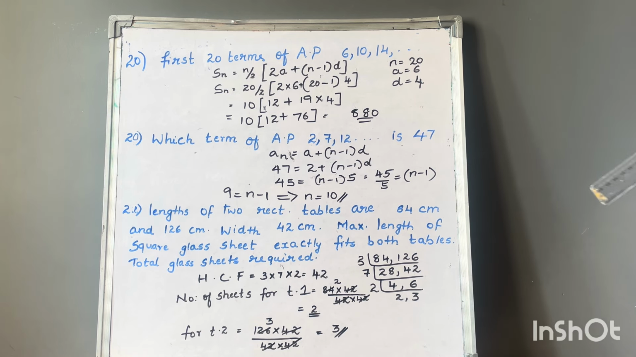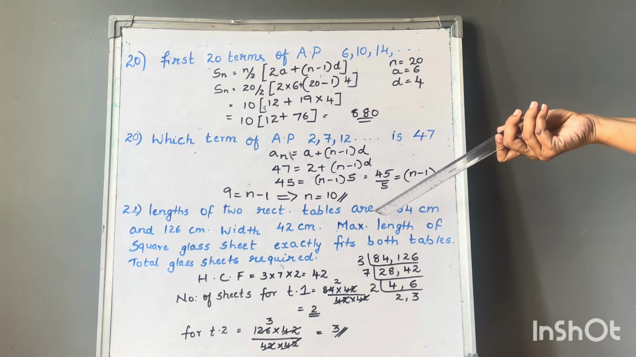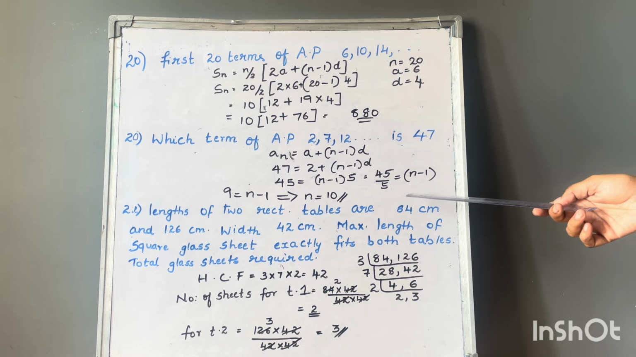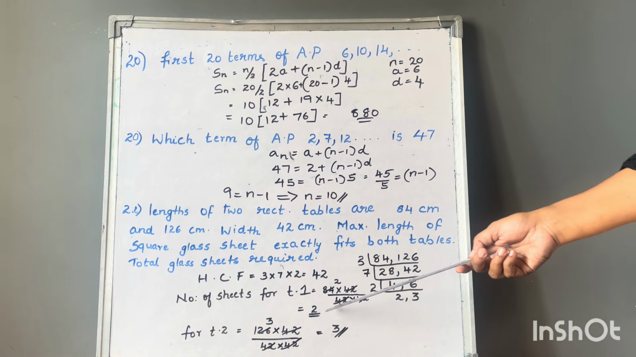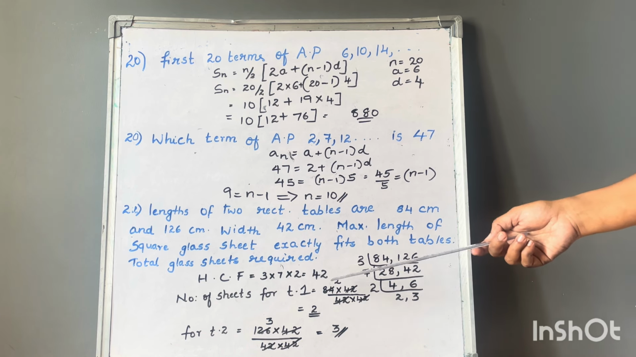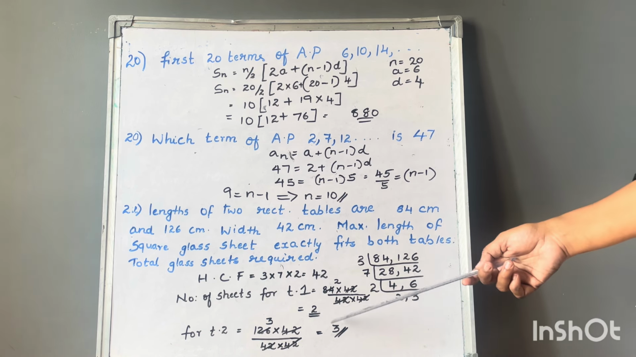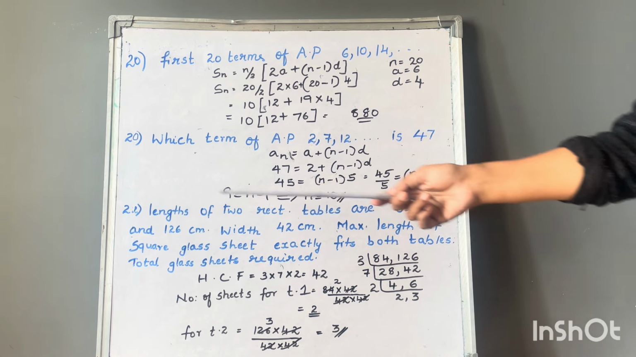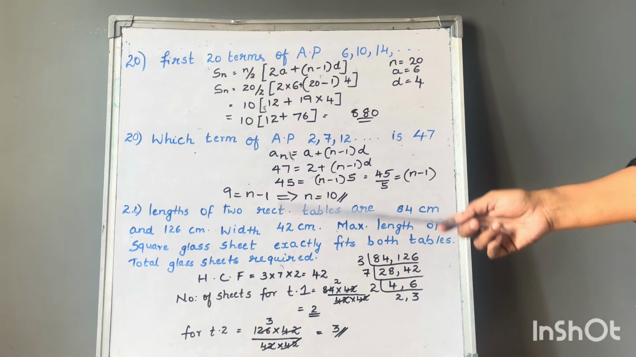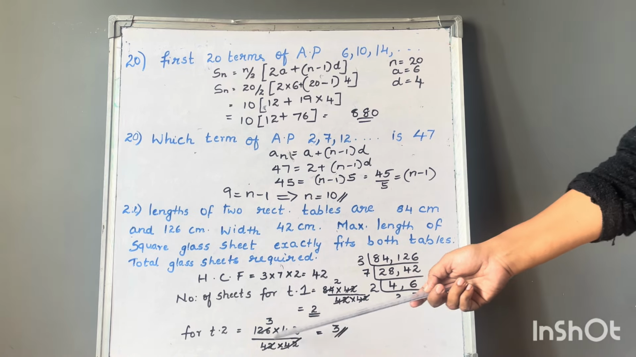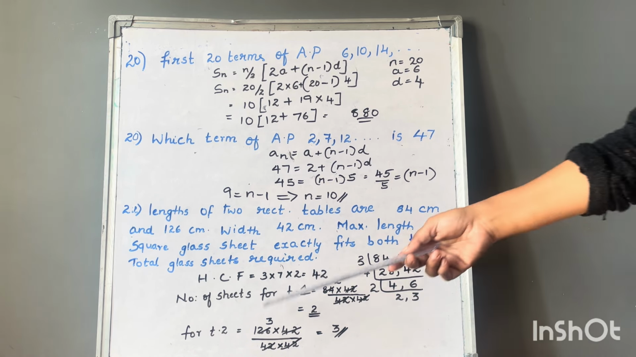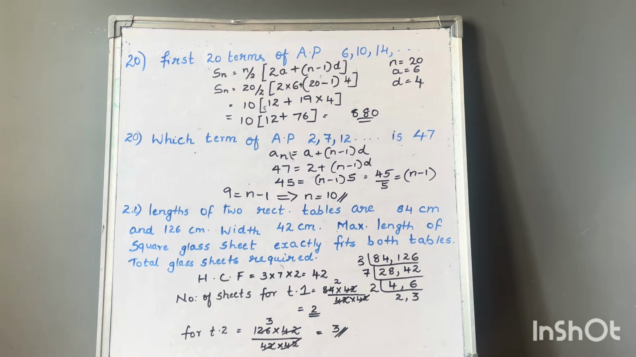Now to find the number of sheets, we have to divide the area of table 1 by the area of the square, and table 2 by the area of the square. So the number of sheets for table 1 will be 84 into 42 by the square, which is 42 into 42. So cancelled, it is 2. So 2 sheets are required for table 1, and for table 2, 126 is the length, width is 42, 126 into 42 by that square sheet, 42 into 42. So it will be 3. So for table 1, 2 sheets are required. For table 2, 3 sheets are required.